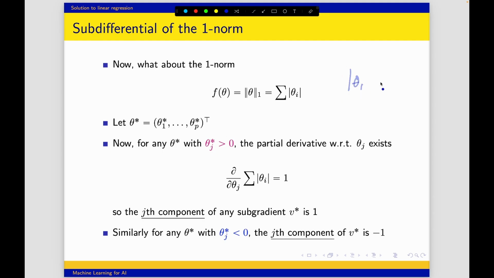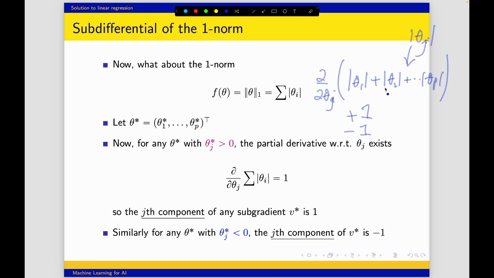It's given by this sum: theta 1 absolute value plus theta 2 absolute value all the way up to theta p absolute value. If we take the partial derivative of this with respect to some theta j here, what's going to happen? One of these is theta j, right? The rest don't depend on theta j, so their partial derivatives with respect to theta j are 0. And so if theta j is greater than 0, we'll just get plus 1. And if it's less than 0, we'll just get minus 1.